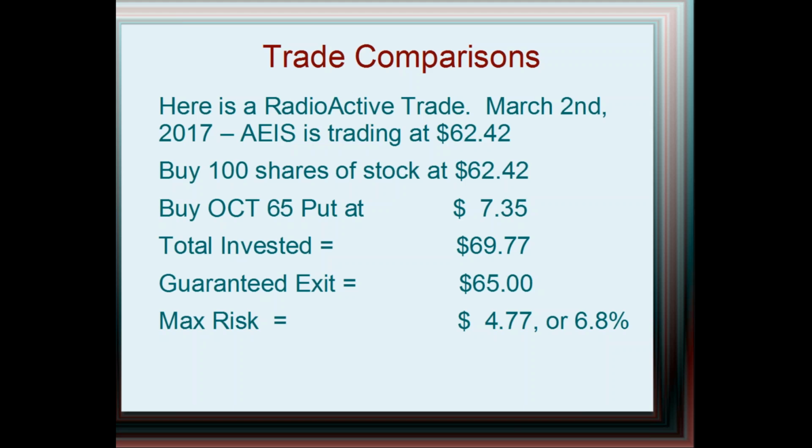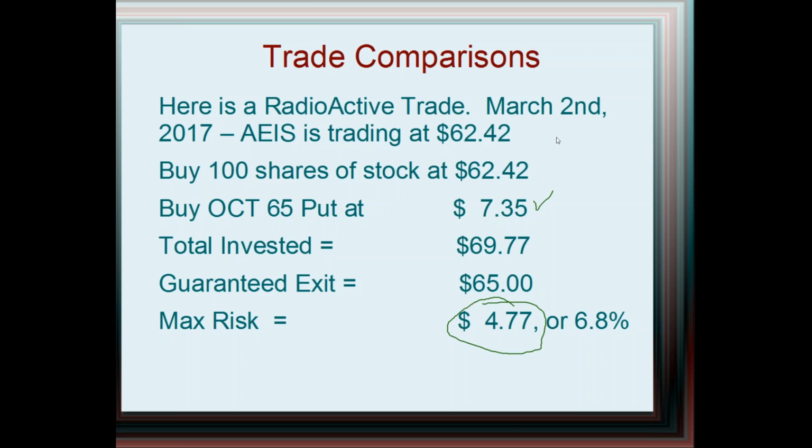Okay? Now, that price, I'm sorry, back that up, $2 and about 89 cents of it or so is intrinsic value because I'm buying the 65 put, so I'm guaranteed to get that difference back. So yes, I am investing $69.77, but we're guaranteed to get 65 back. So the $7.35 we paid for the put, we're only risking the time value or $4.77.